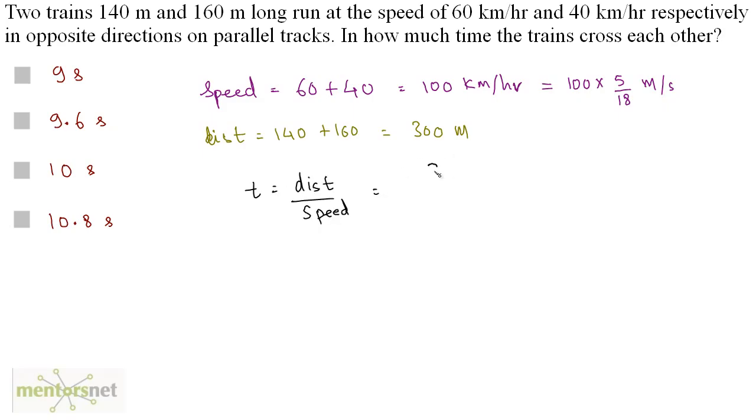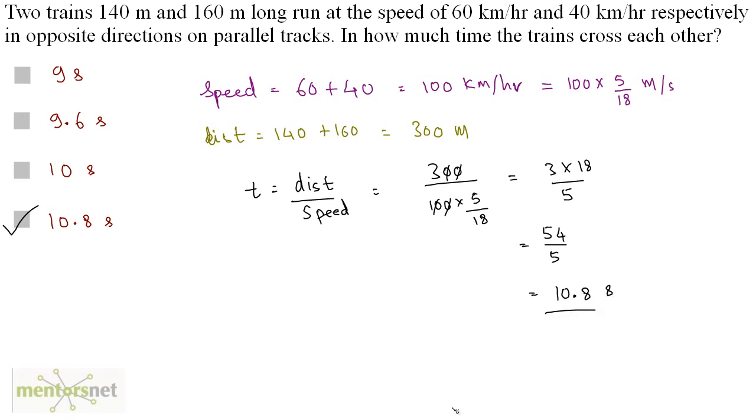So it is equals to, we have the distance as 300 upon speed is 100 into 5 by 18. So these two zeros get cancelled out. What we have is 3 times 18 by 5, and that's equals to 54 by 5, and that's 10.8 seconds. So the answer is option D.